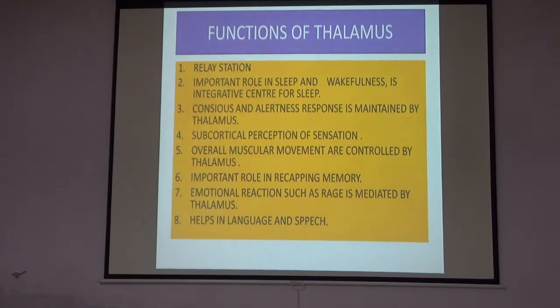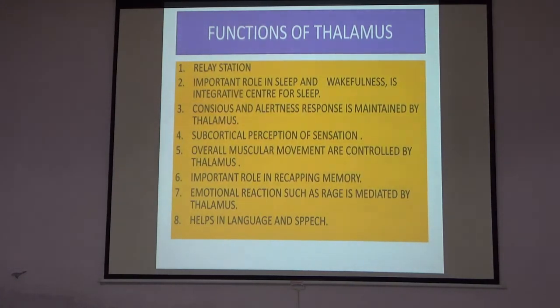Then fourth, it is responsible for subcortical perception of sensation. Fifth, overall muscular movements are controlled by the thalamus through its connection to the cerebellum and basal ganglia. Sixth, it plays a very important role in recapping the memory. When we talk about memory in detail, we'll see this again.